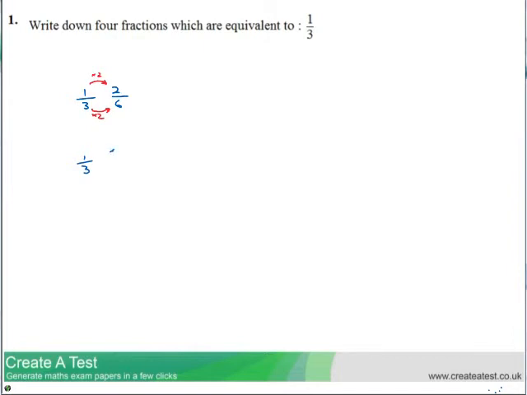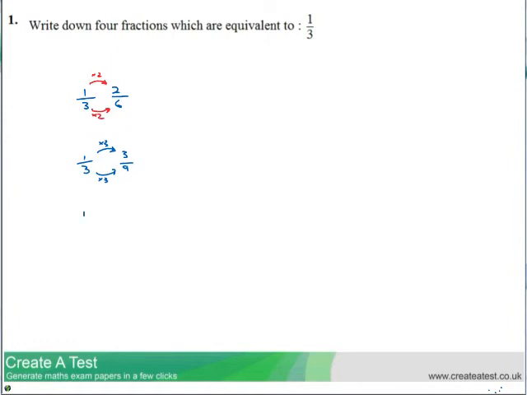So if I times the top by 3, is the obvious choice, then I will get the equivalent fraction of 1 times 3 is 3, 3 times 3 is 9, and I can go on and on.